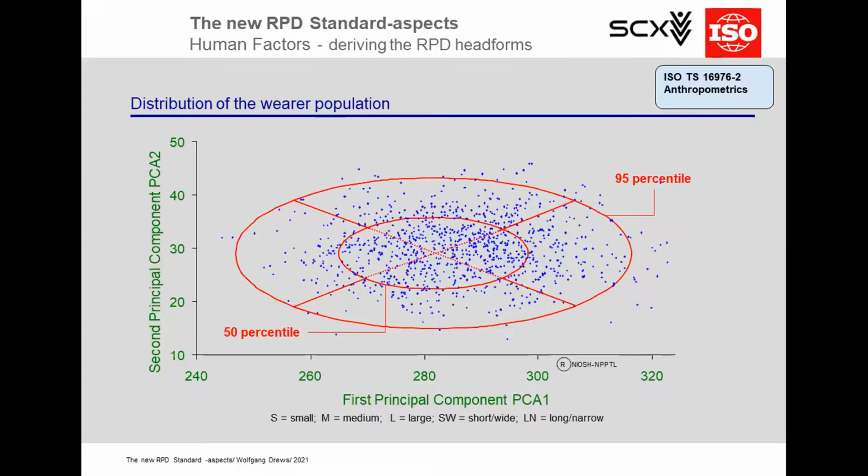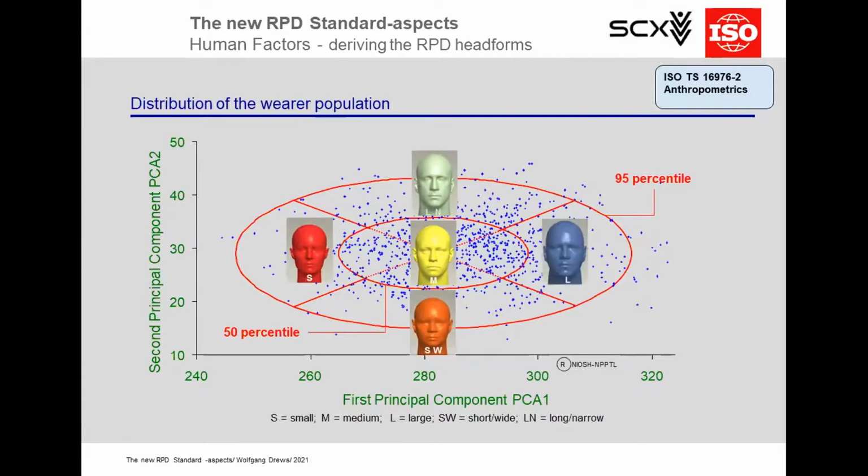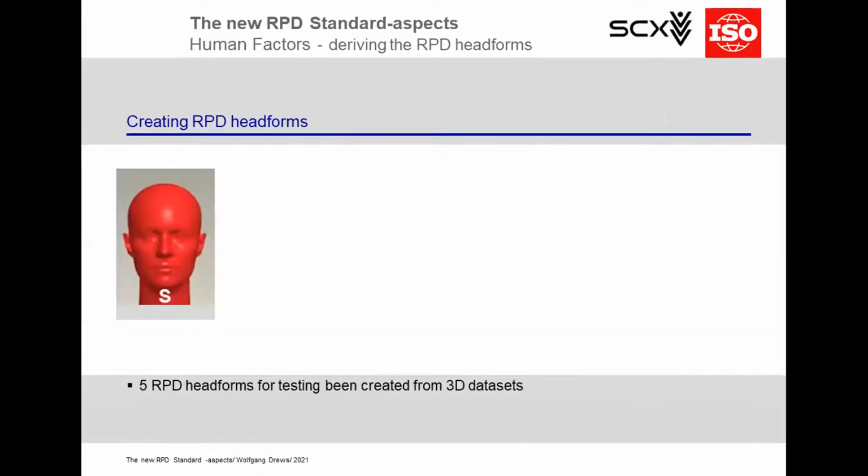The inner ellipse seen here is where a lot more of these scans are to be found, and that ellipse covers the 50 percentile. The scans have been taken and summarized to represent the areas. Here, in the inner ellipse, we call that face contour M; then small or large, or short, wide, and long, narrow. Why do I present this in detail? The reason is that this human factor, anthropometrics, gives you the basis for creating the RPD head forms.